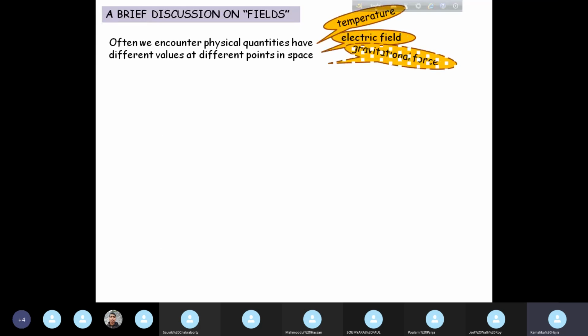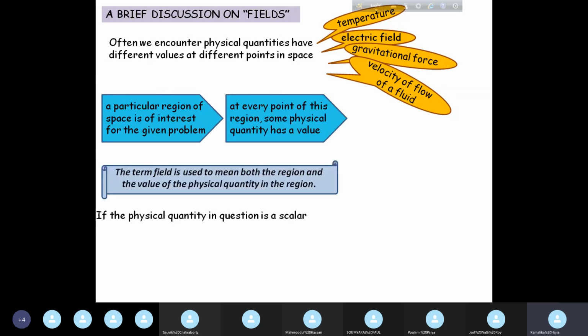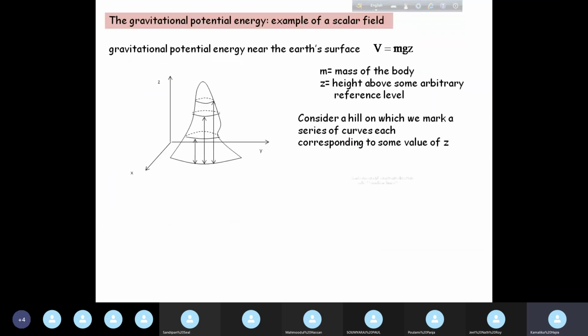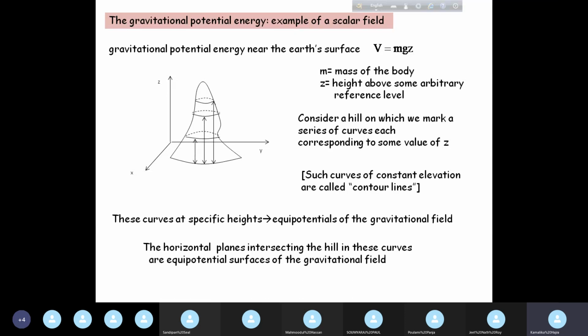So we discussed a little bit about fields. I told you that we are going to deal with fields when we are operating the vector differential operator on either a scalar or a vector, because we are primarily going to deal with a scalar or a vector that is not constant. And therefore, we defined a field. The term field is used to mean both the region and the value of the physical quantity in that region. So we will be talking about scalar fields or vector fields like temperature, magnetic field, etc. I told you a little bit about an example of a field, like the gravitational potential energy, which is an example of a scalar field.